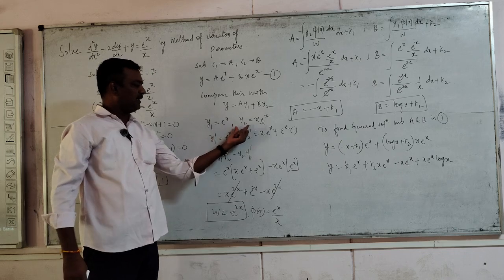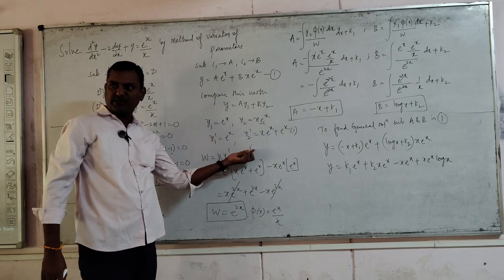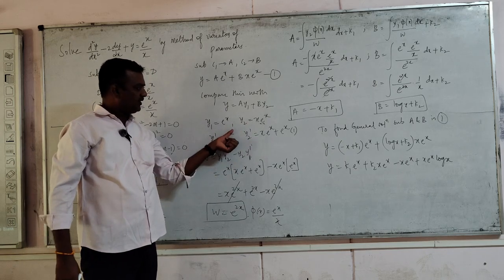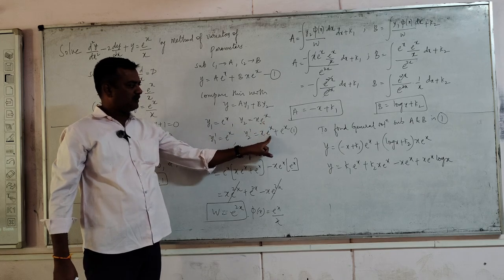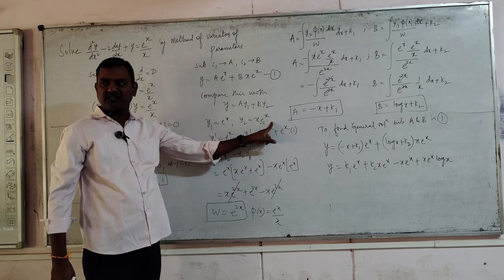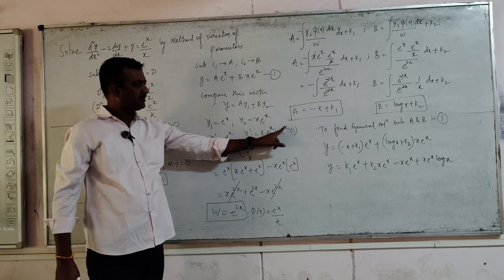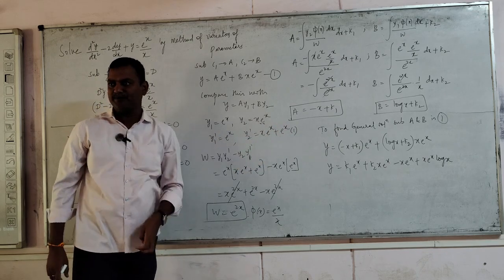Once you have y1 and y2, we find y1 dash and y2 dash. y1 dash is e raised to x. For y2 dash, apply the UV rule: first function x into the differentiation of e raised to x, which is e raised to x, plus the second function e raised to x into the differentiation of x, which is 1.